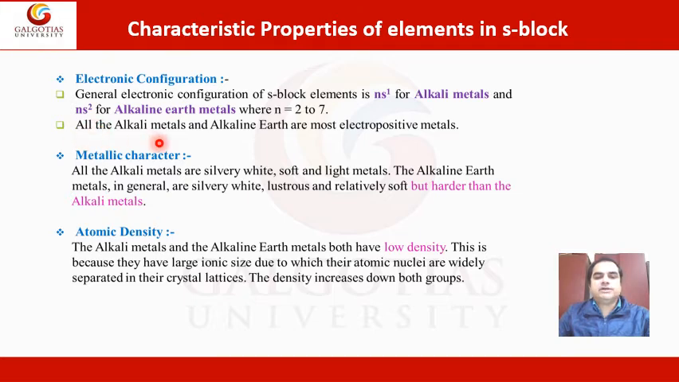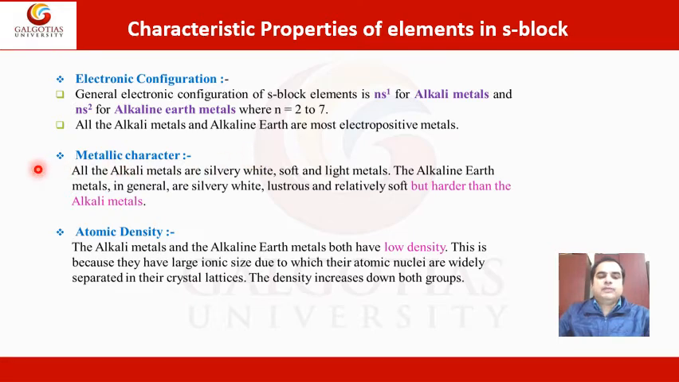Similarly, all the alkali metals and alkaline earth metals are mostly electropositive because they can easily lose one or two electrons to obtain the nearby noble gas electronic configuration, because we know that noble gases have a stable electronic configuration. Every element has a tendency to get a stable electronic configuration similar to a noble gas. That's why they can easily release one or two electrons, so they are the most electropositive metals in the periodic table.